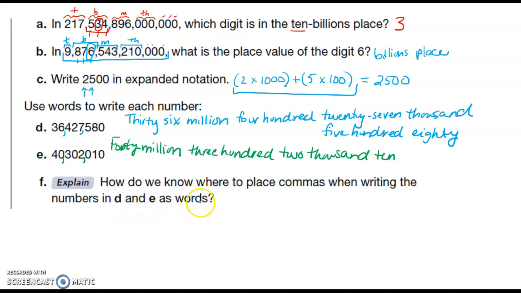How do we know where to place the commas when writing the numbers in D and E as words? I think you place the commas in the words where you place the commas in the numbers. So I think maybe I should have put a comma there, and then a comma here, and then same up here for this, and then 27,000, comma. So the commas in the words go with the numbers.